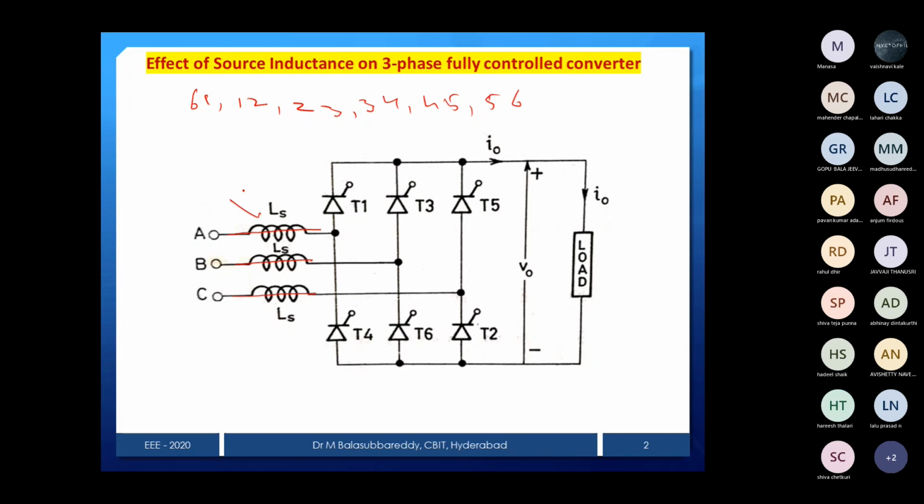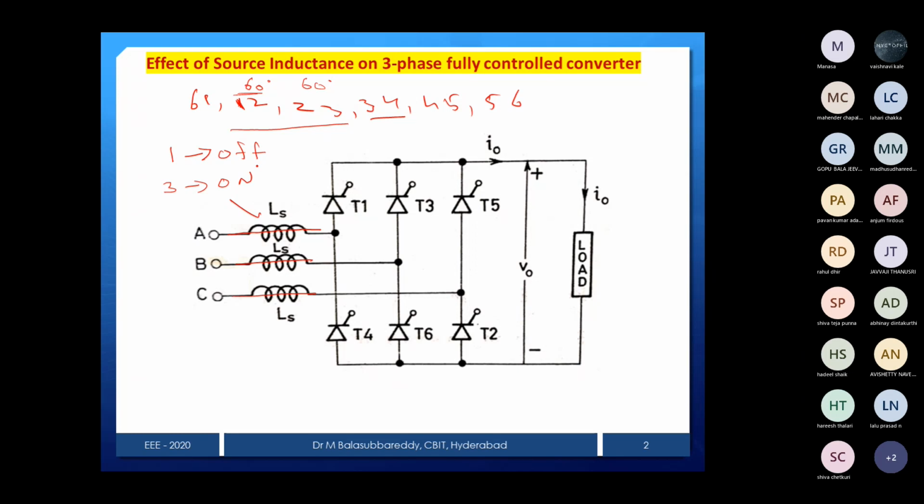By seeing this order, we can notice one thing. Suppose we observe 1, 2 and then 2, 3. What is the meaning of this? For 60 degrees, thyristors 1 and 2 are conducting. After another 60 degrees, 2 and 3 will conduct, meaning one is from the upper group and another from the lower group. Again 3, 4. So what is the observation? 1 is conducting, 2 is also conducting. After 60 degrees, 1 is going to turn off and 3 is going to turn on.